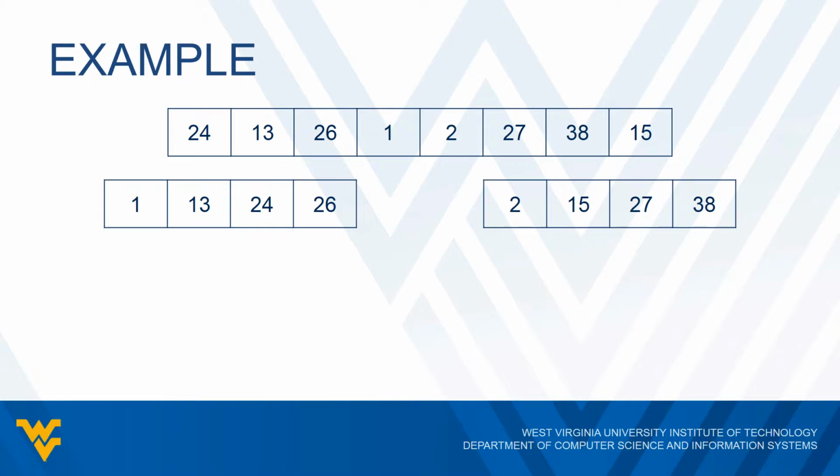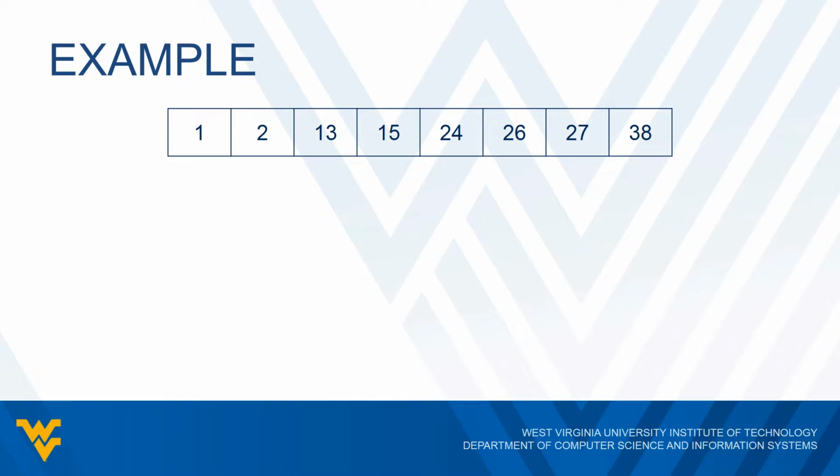So now the right subarray here is sorted, and since we have our left array being sorted, we can now merge these two sorted arrays to get the final sorted array. And here's the result of merging those two sorted arrays.